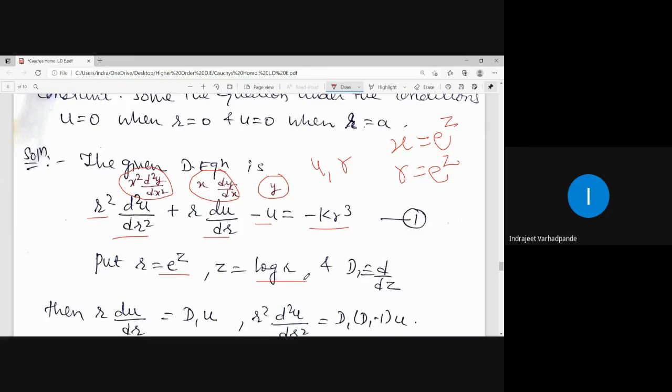Just compare it with the usual form. The only change over here is that they have given the derivative du by dr, d2u by dr square and so on. So that is how the substitution will work. I hope everybody understood how to compare and then use the substitution. Clear? Yes, sir.